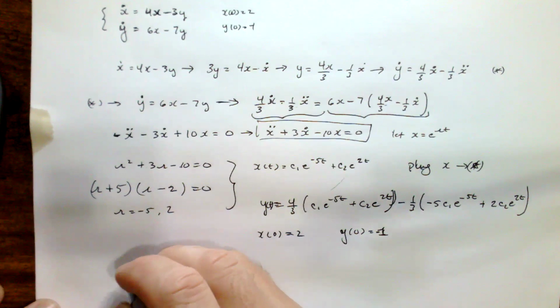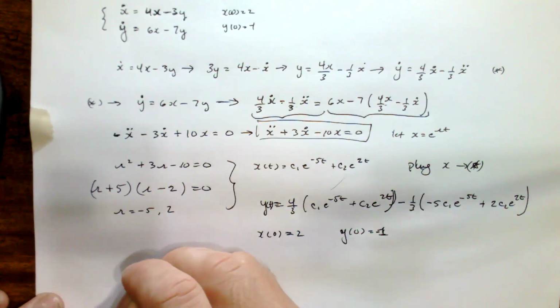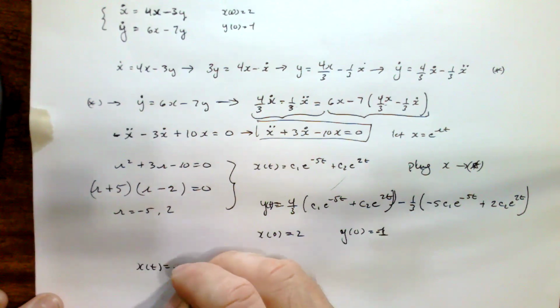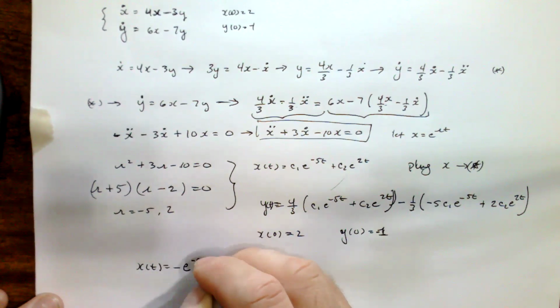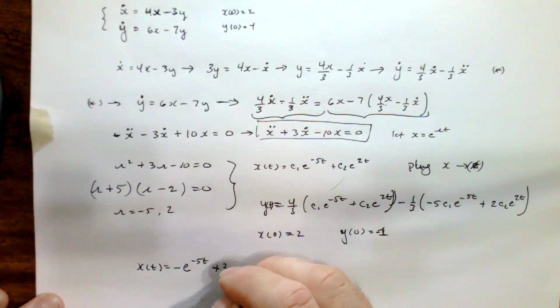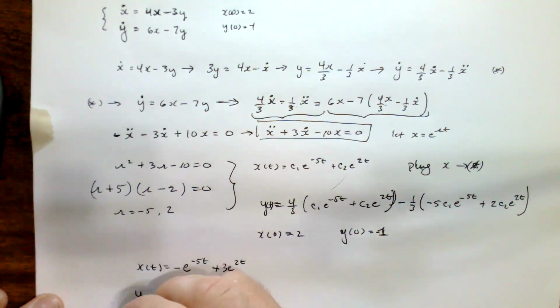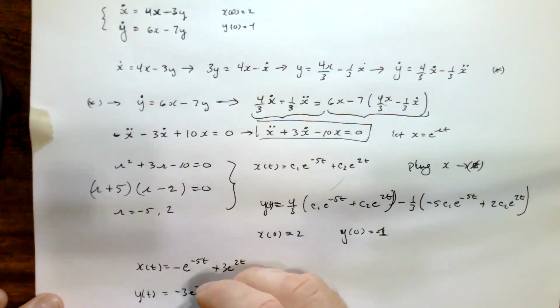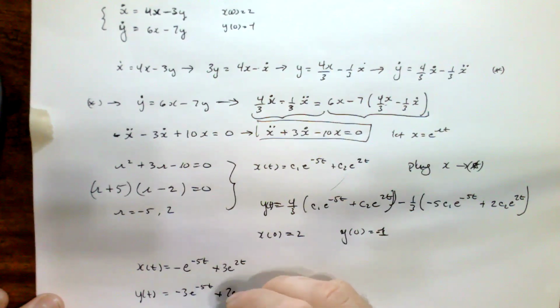We do that in Maxima, and what we get out is x of t is going to equal negative e to the negative 5t plus 3e to the 2t, and y of t is going to equal negative 3e to the negative 5t plus 2e to the 2t.